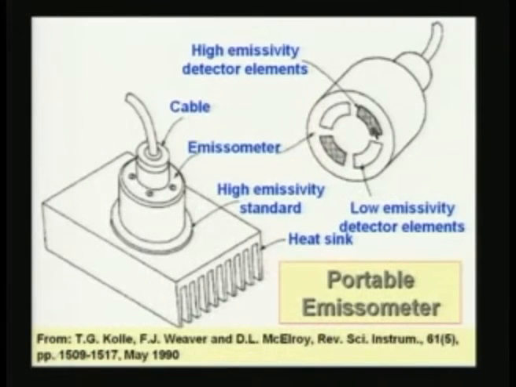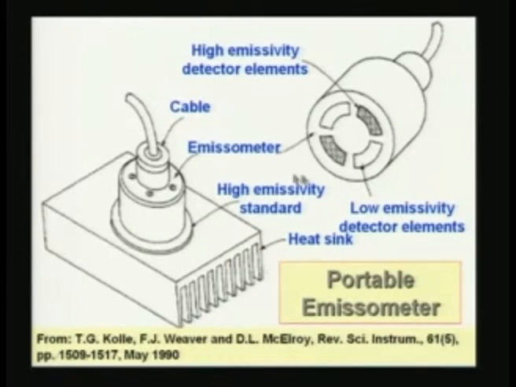Since the sample and the detectors are very close to each other, the heat transfer is only by radiation, and depending on the emissivity of this object, the amount of heat transfer will be different for the low emissivity detector elements and the high emissivity detector elements. So, there will be a small temperature difference between these two because of the different rates at which heat transfer takes place between the elements and the surface. That is the basis for the method. So, we are going to measure the temperature difference between the high emissivity and low emissivity detector elements, and this is going to be related to the emissivity of the surface.